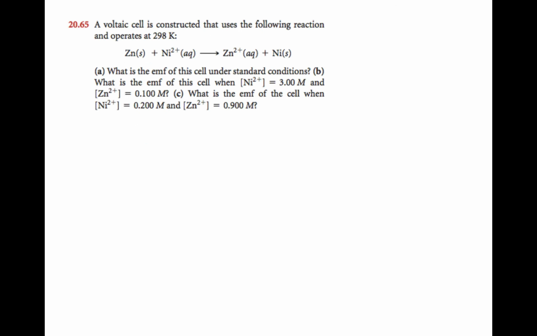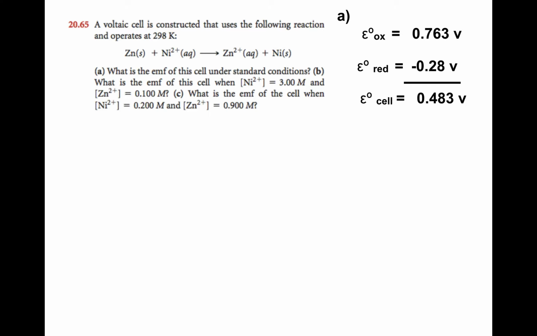A voltaic cell is constructed that uses the following reaction. All right, so zinc is giving up electrons to nickel 2 plus. What is the voltage of the cell under standard conditions? So I look up the reduction potential for zinc, deduce the oxidation potential, look up the reduction potential for nickel 2 plus, get the oxidation potential for zinc, and get the voltage for the cell.